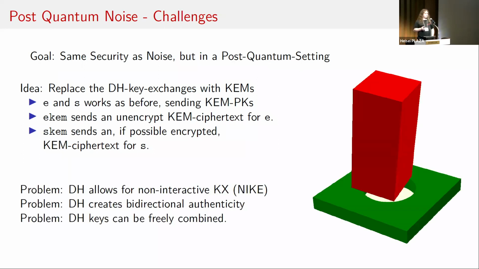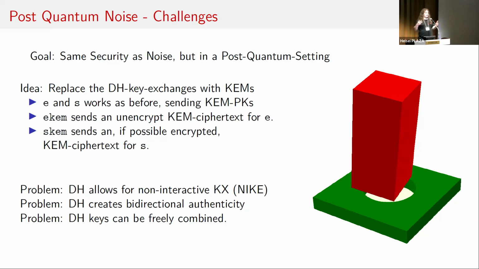And if you try this, you run into a few problems. So Diffie-Hellman is not just a KEM. It provides a functionality known as non-interactive key exchange, or NIKE. And that is much more powerful. It can, for example, be used to establish bidirectional authenticity. If you combine two static Diffie-Hellman public keys, you get bidirectional authenticity. And with a KEM, it's really non-obvious what to do there.